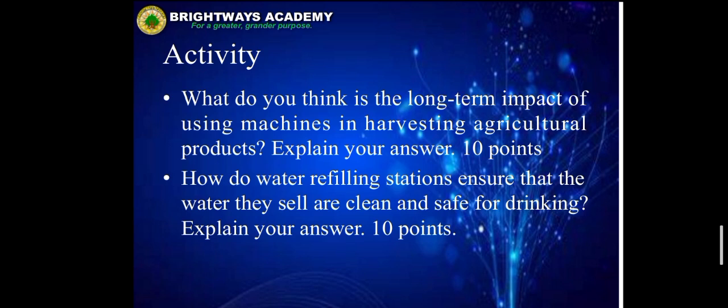How do water refilling stations ensure that the water they sell are clean and safe for drinking? So kailangan po nating alamin kung paano nga ba makaka-ensure yung mga refilling stations na sinasabi ko kanina, that they will ensure that the water they sell is clean and safe for drinking. So you are going also to explain your answer.